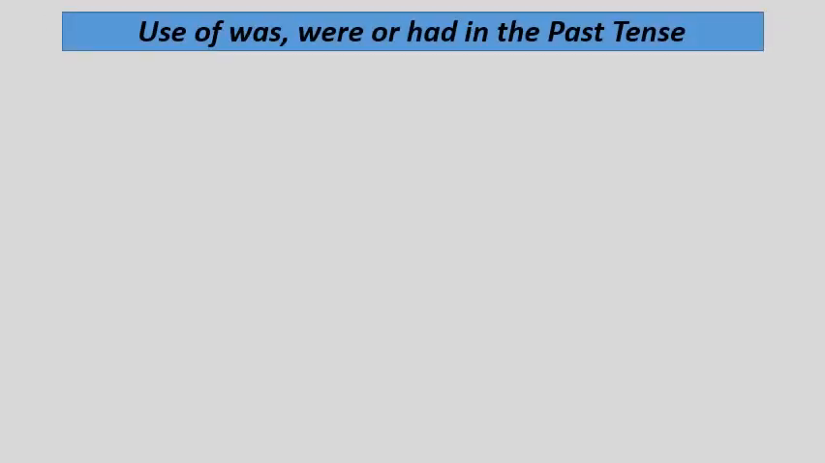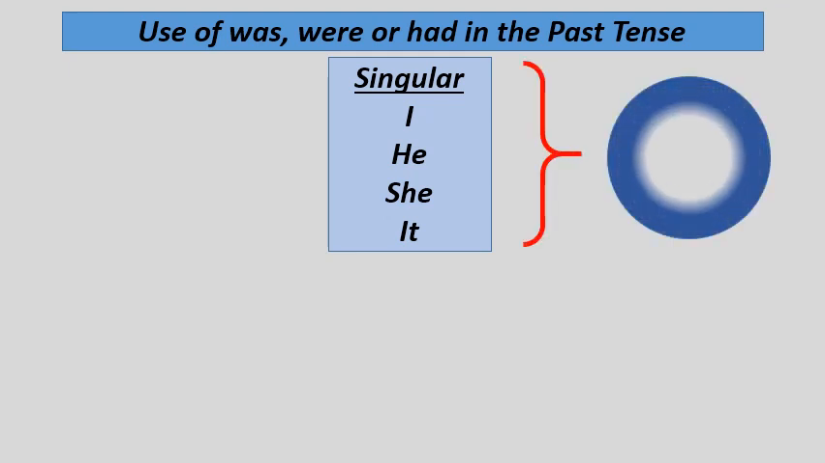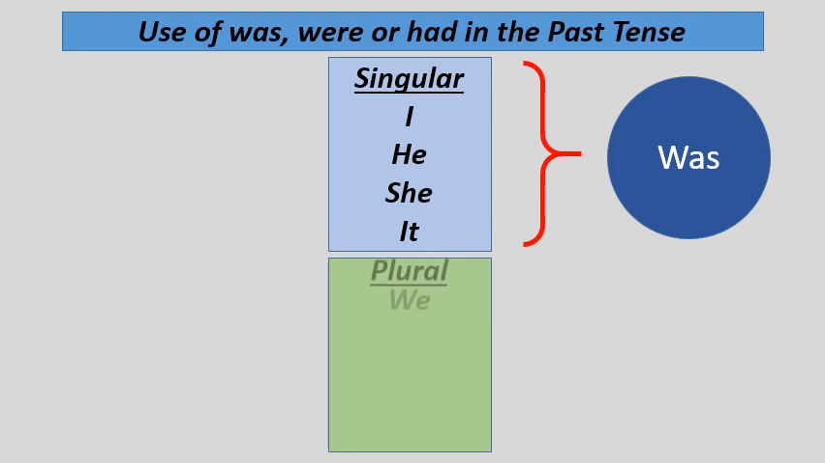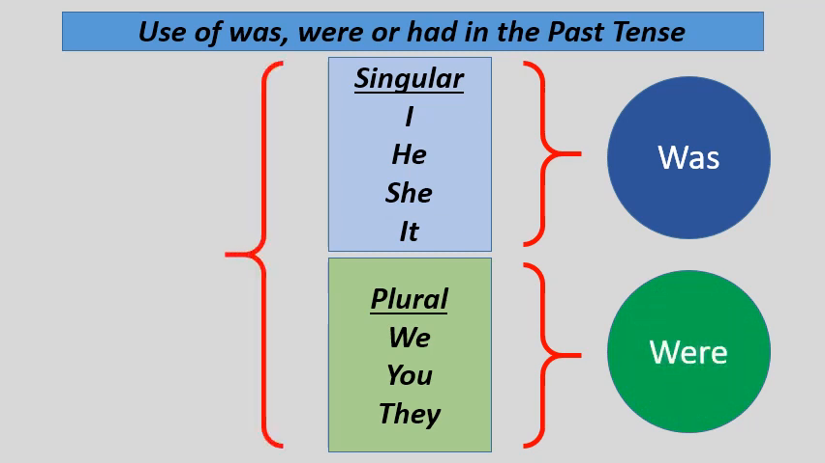So let's see where we can use was, were or had in past tense. With singular nouns or pronouns like I, he, she or it, we use was. With plural nouns or pronouns like we, you or they, we use were. With all the singular and plural nouns and pronouns like I, he, she, it, we, you or they, we use had in past tense.